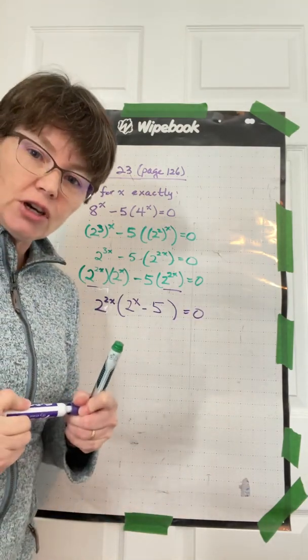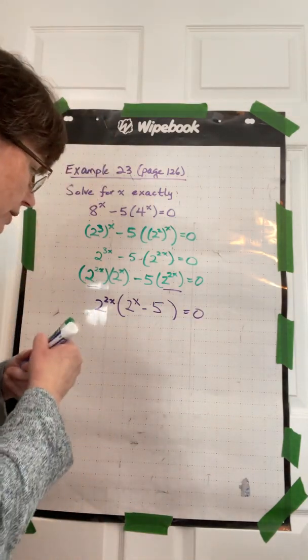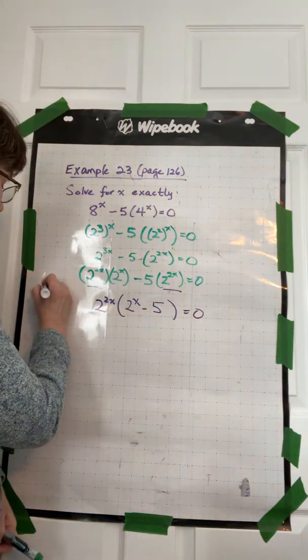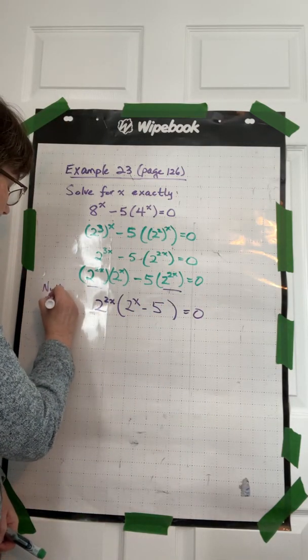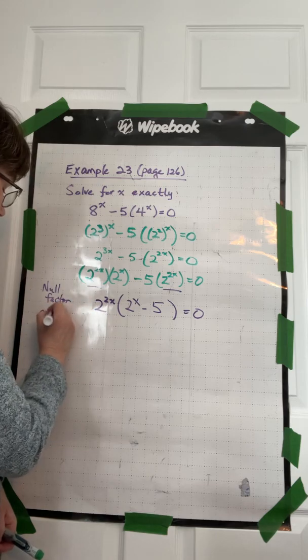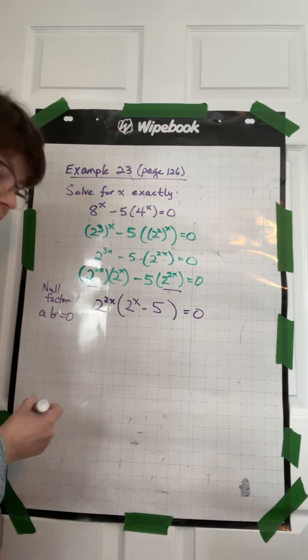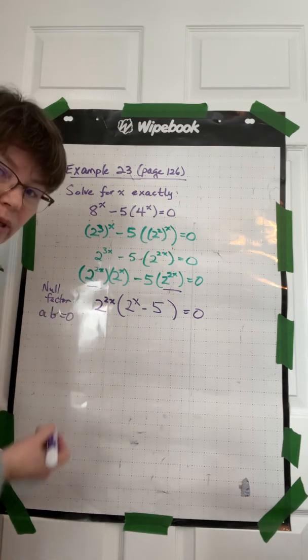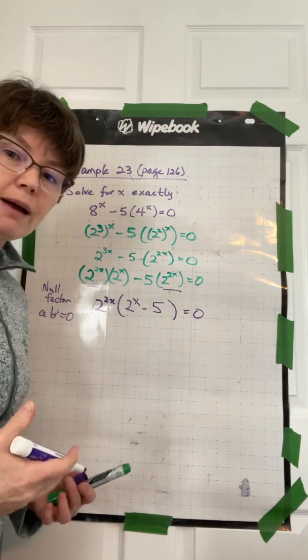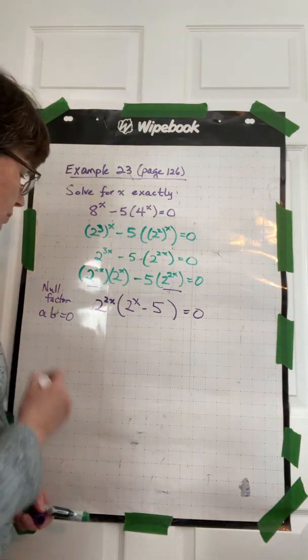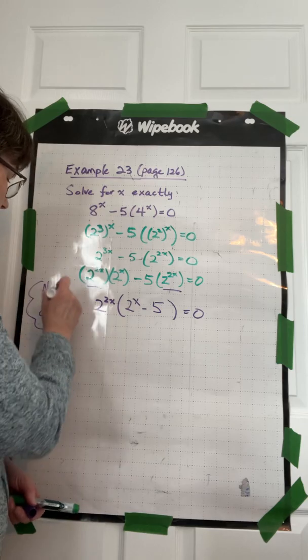Now we can use the null factor. Remembering the null factor tells us that if a times b is equal to 0, then either a or b has to be 0, or both of them have to be 0. It's the only way for this equal sign to be true. So we're thinking about that.